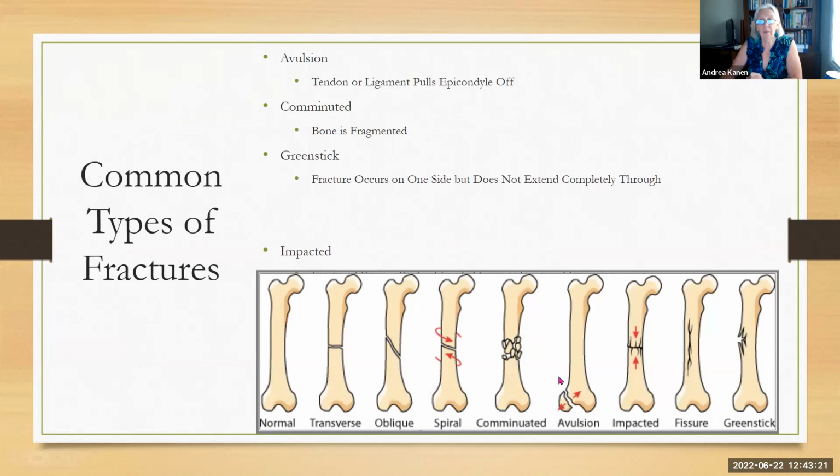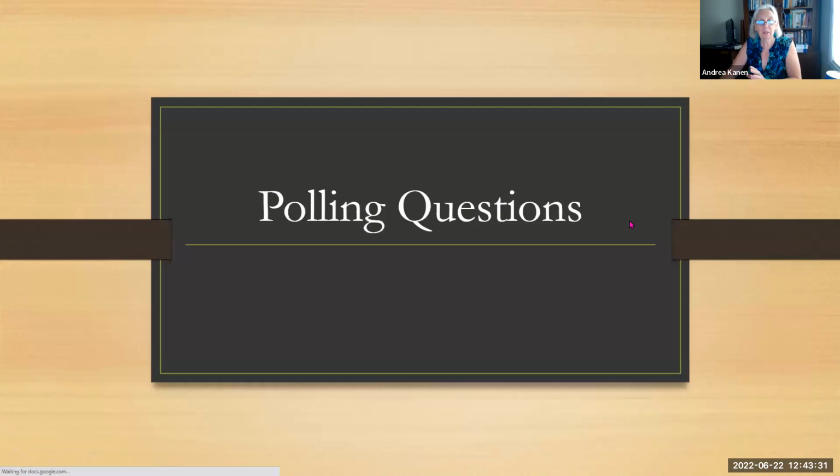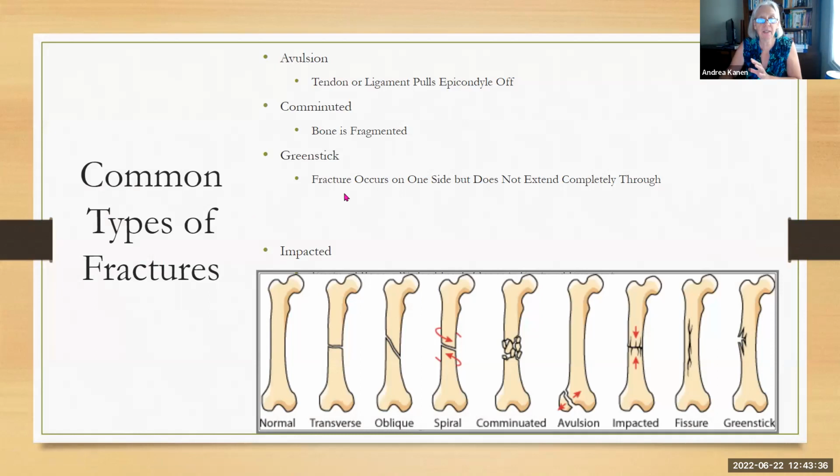So here we have all these many different types of fractures. And know the term. Okay, I gotta keep moving your pictures around so I can see the writing behind it. Know these. These are just must know for a test. So avulsion is when the tendon or ligaments pull off.